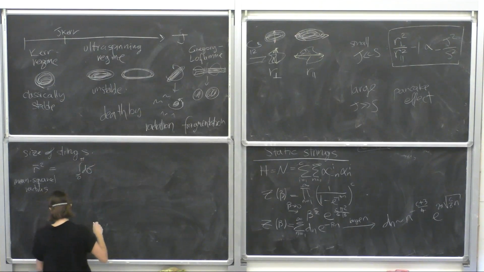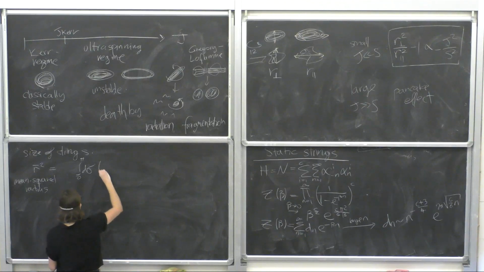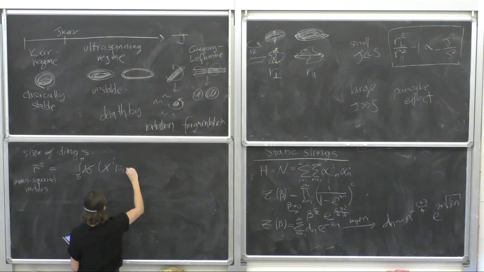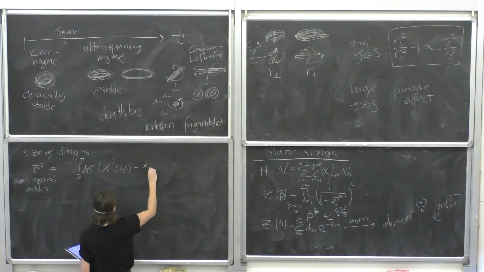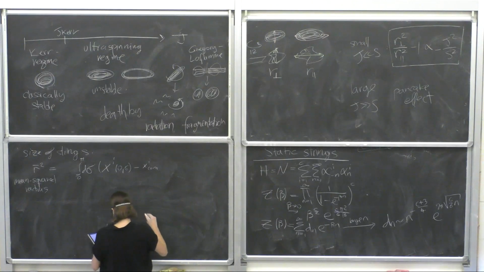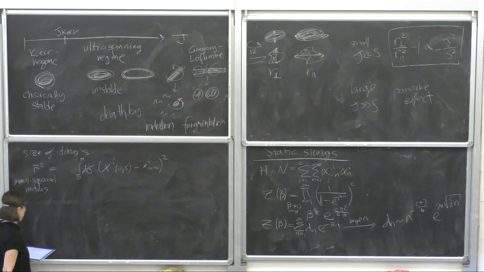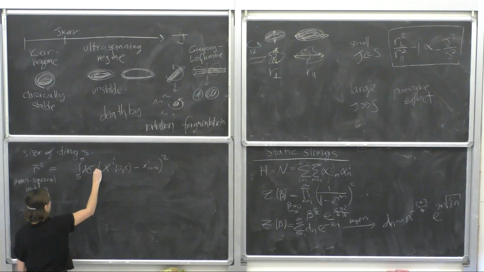A while ago, we wrote down the solution for the string. Then we went to light cone gauge, so we had only the x^i's left. We evaluated x^i at tau equals 0. And then we also have, now I want to subtract the center of mass x. So this will just be the oscillators. And this I will take squared. So that's what I mean by the mean squared radius. There's also some normal ordering.